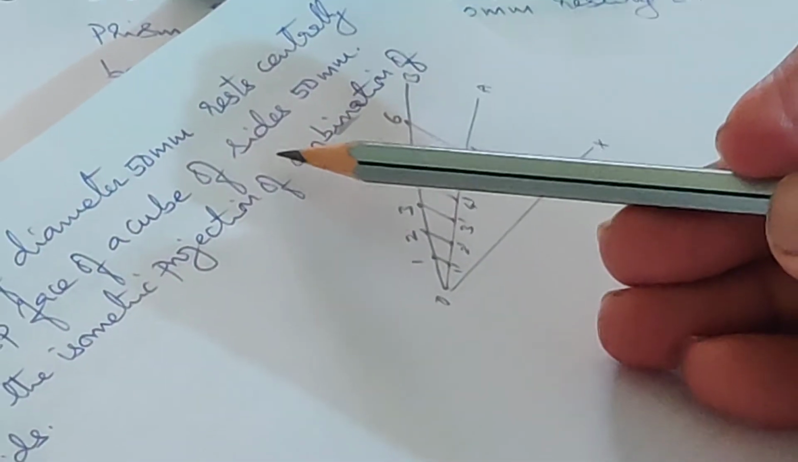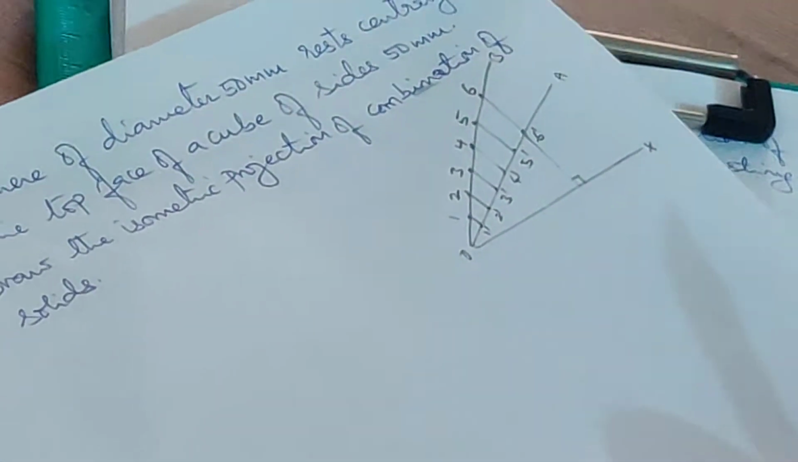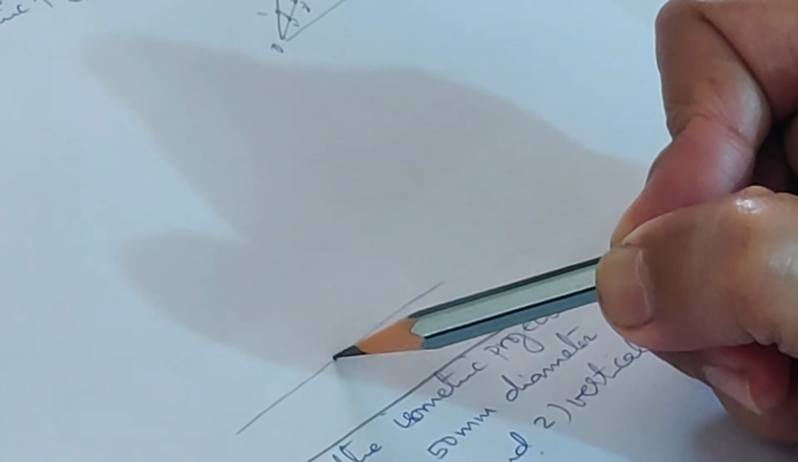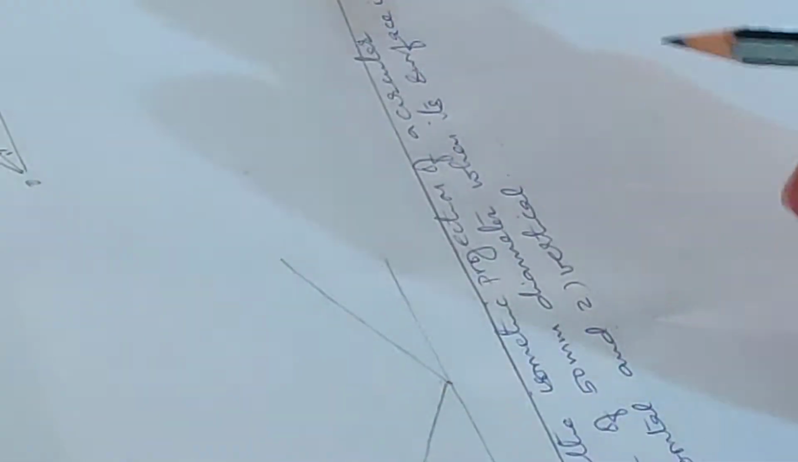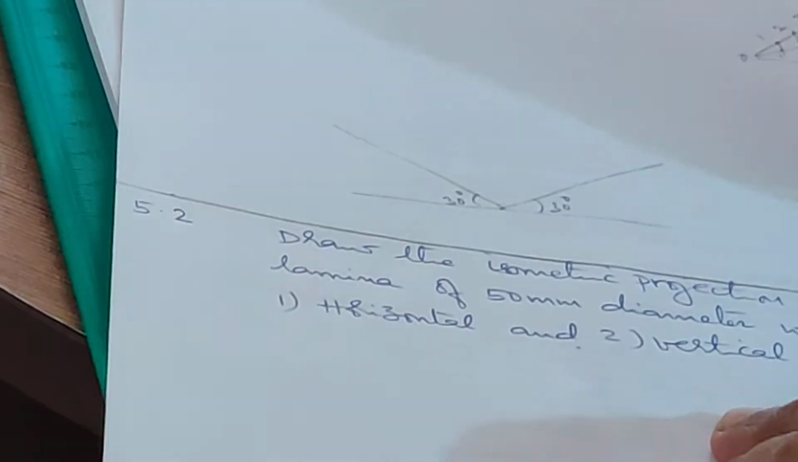Now let me start by drawing the cube first. The cube has 50 mm edges. Now let me start by drawing the two isometric axes. Both are inclined axes. The inclined axes are inclined at 30 degrees to horizontal. This is one of the isometric axes and this is the other isometric axis. So both are inclined at 30 degrees to horizontal. You call them isometric axis. The third one is the vertical axis that I have not drawn still.